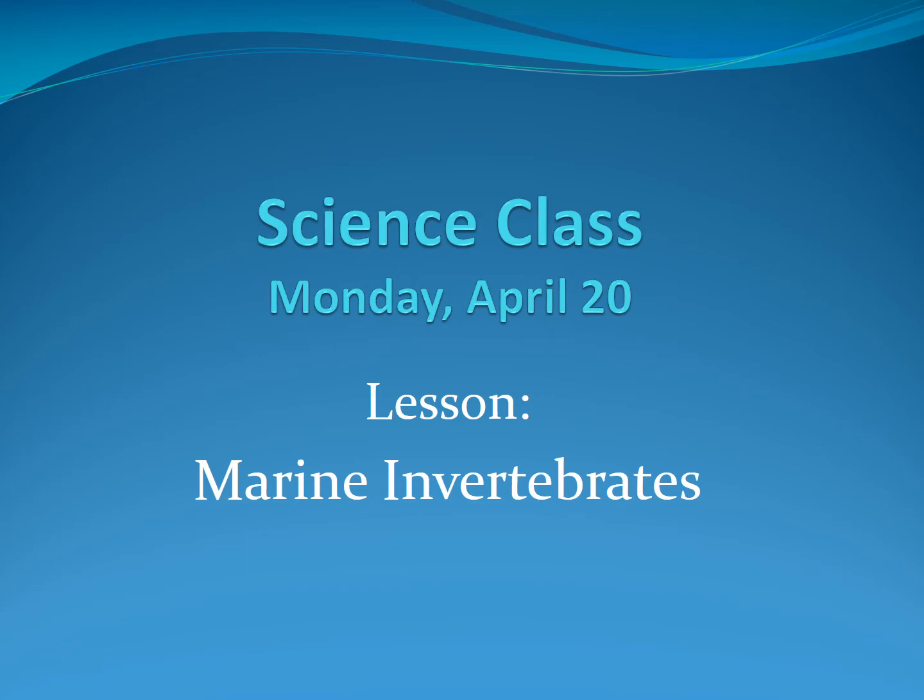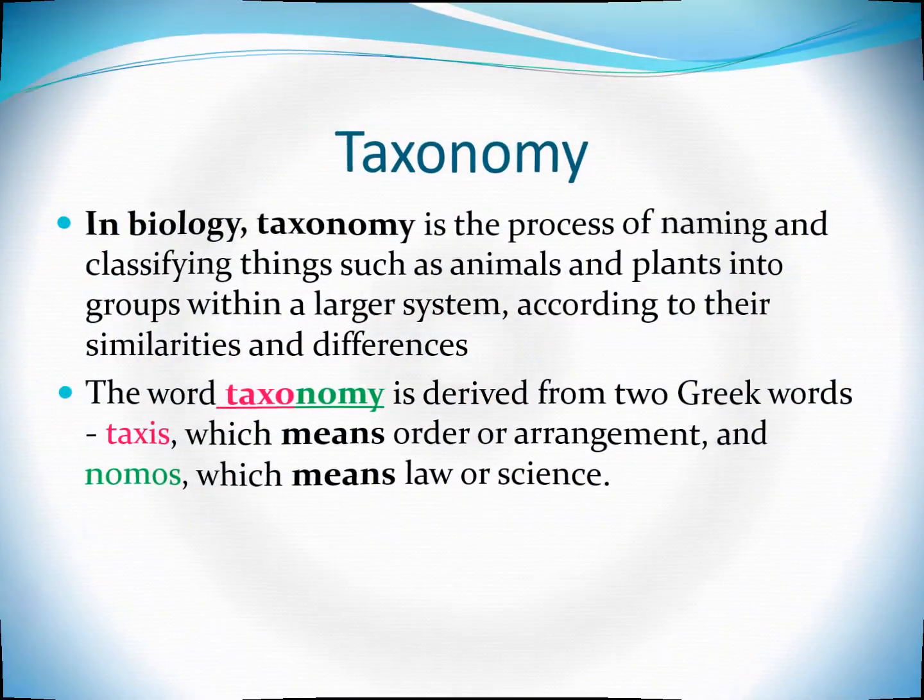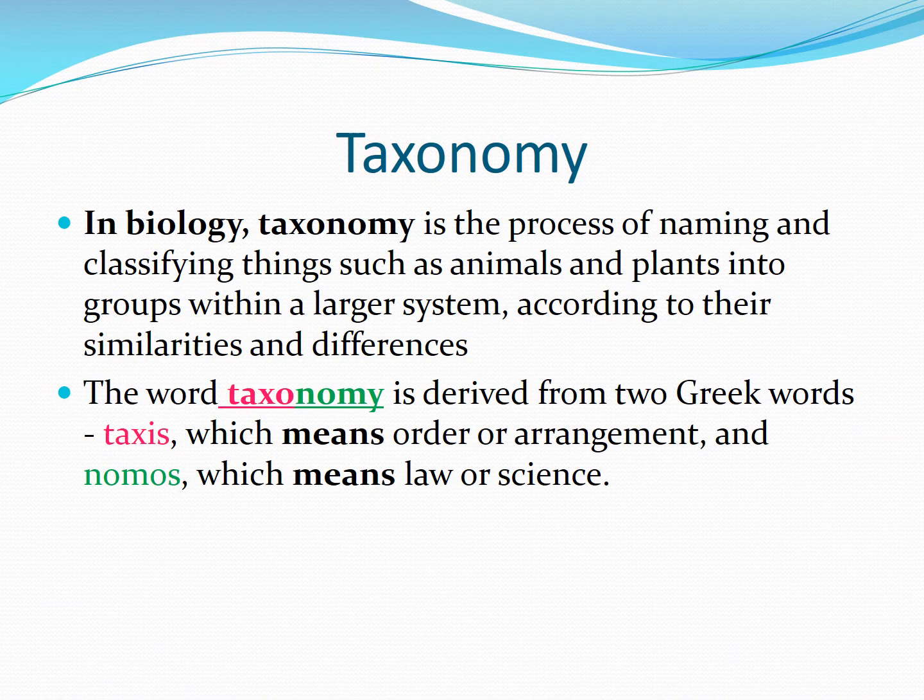So before we do that, though, I think it's really important that we take a few minutes and talk about how living animals are organized in the biology world. So with that, I want to talk to you about the classification system called taxonomy. That's what we call the process of naming and classifying things such as animals and plants into groups. So they do that according to the similarities and differences that those animals or plants or living things may have.